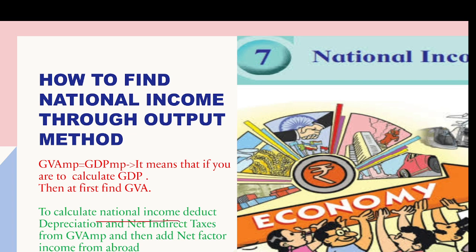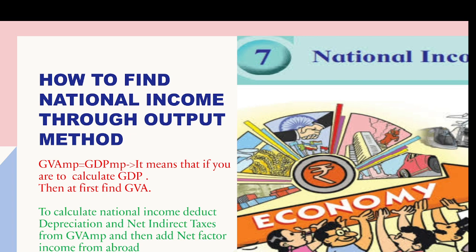After value of output, you can deduct the depreciation and NIT from GVA MP, which formula you have already studied, and you will get the net factor income from abroad. This is the important part. So in this way, you will get the national income accounting. Students, this is the important part.